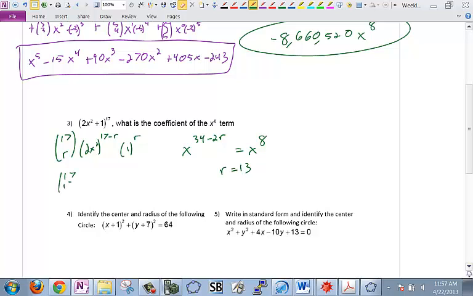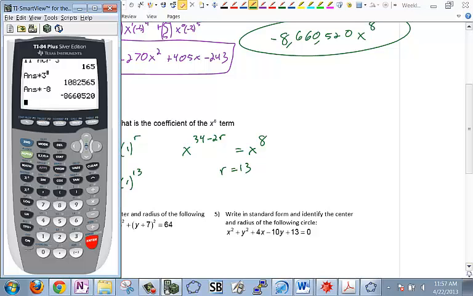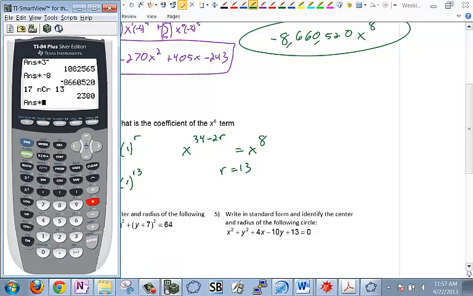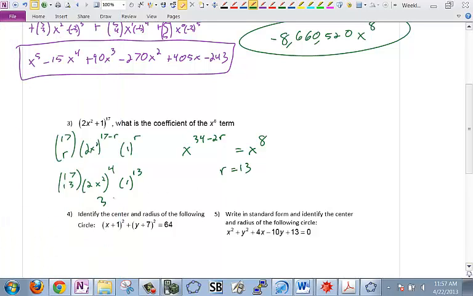So you're going to have 17 choose 13, 2x squared to the 4th, and then 1 to the 13th. So really all we need to do is figure out what is 17 choose 13, and then multiply that by 2 to the 4th. So you get 38,080 x to the 8th.